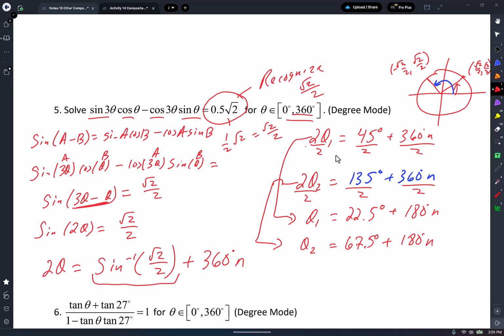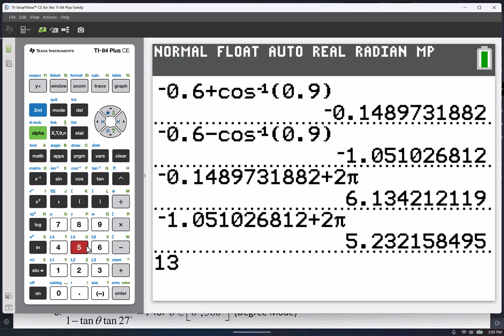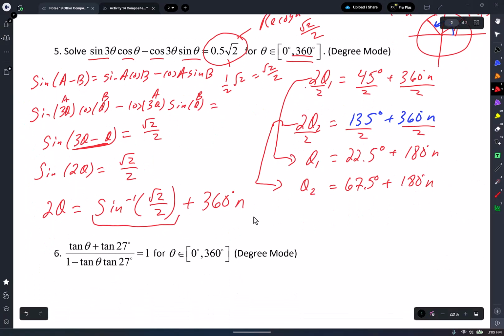I make mistakes all the time, guys. Check them. 135 divided by 2, 67.5. Let's just do it. 135 divided by 2. Yeah, we got it. All right, here are my answers.